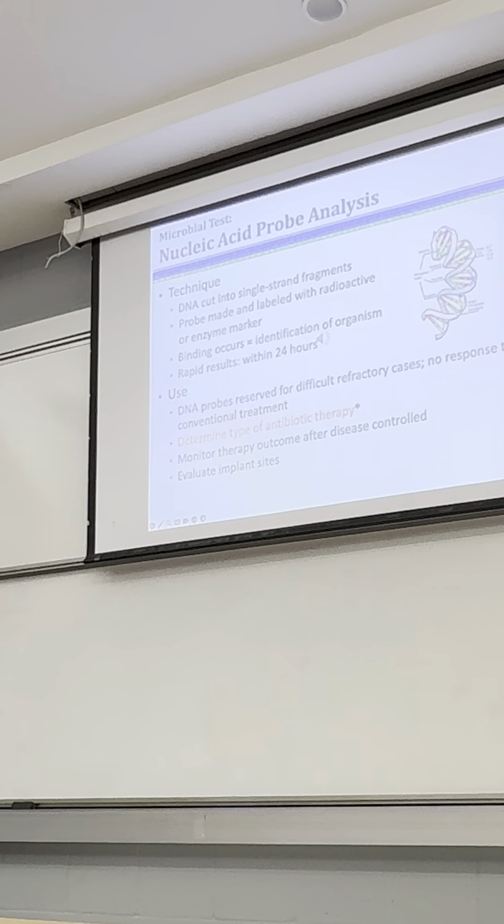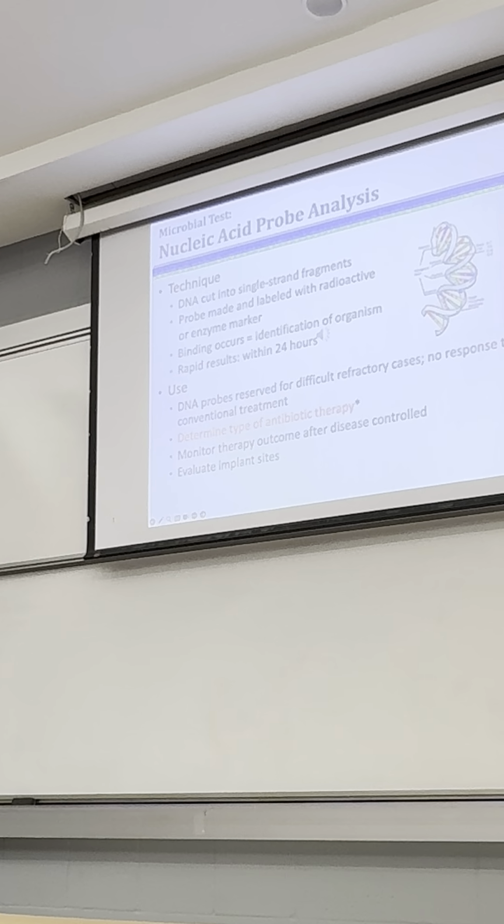Once they get it to the lab, they cut that DNA. That probe, there's an actual probe that's made for this. It's labeled with a radioactive or enzyme marker, and then that binding occurs and it helps to identify the actual organism that's there. And these have pretty quick turnarounds, so within 24 hours they can identify that. They're used specifically, again, for refractory cases that don't respond to conventional treatment. It helps to determine the type of antibiotic that would be needed, to monitor the therapy outcome after disease is controlled, and then evaluate any implant sites.